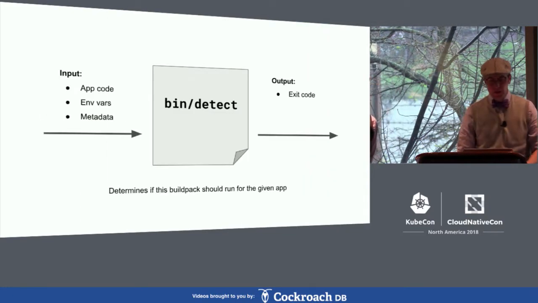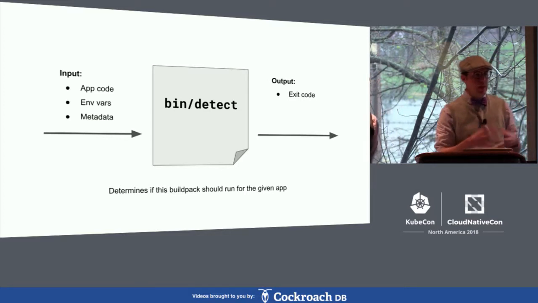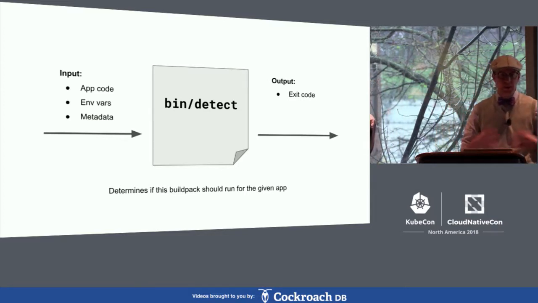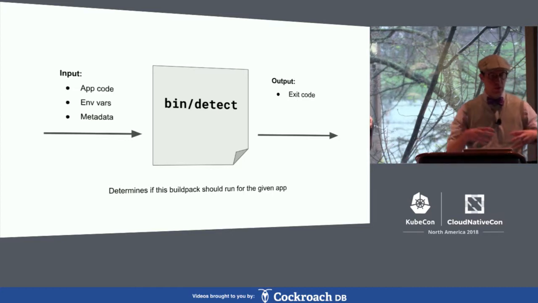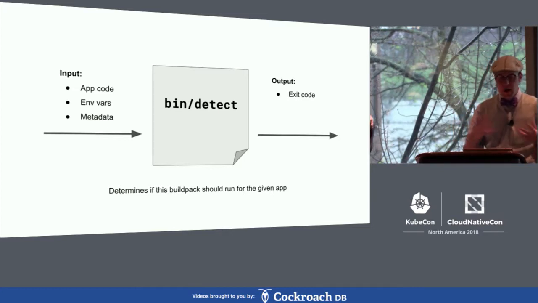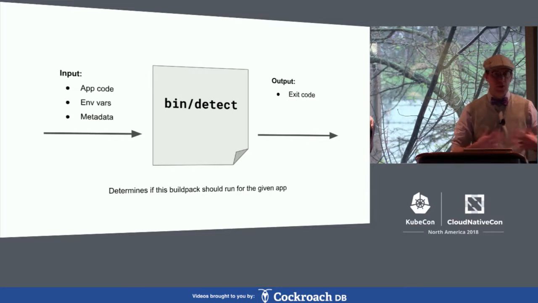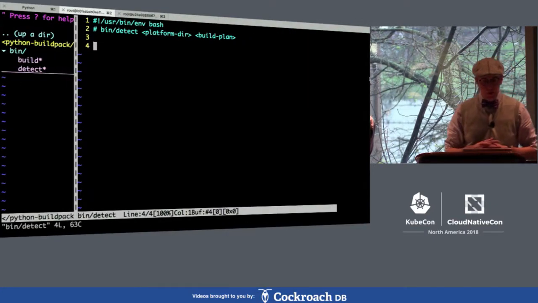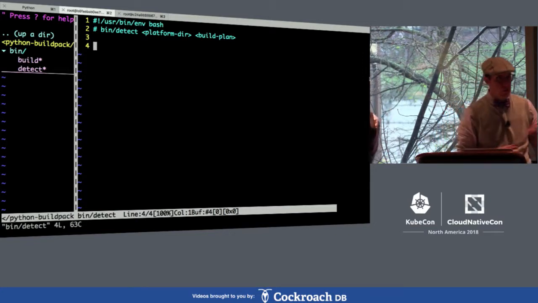So bin detect's purpose is to determine if the given application source code applies to this Buildpack. So it takes as input the application source code, which comes from the current working directory, the environment variables, and some metadata about the build. As output, it produces an exit code, either non-zero if this buildpack does not apply, or 0 if it does apply. So you can see up here in my usage comment, the detect script has 2 arguments.